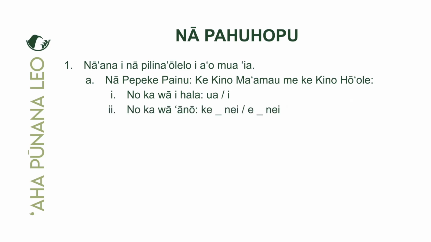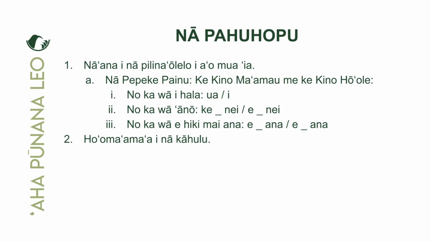All right, and then number 2 is no ka wā ano, right? Ano means happening right now at the present moment. Some action is taking place right now at this very moment. We use ke verb nei in the positive and ʻaʻole verb nei in the negative. And the final one is no ka wā e hiki mai ana, for an action that has not been completed yet, that will be completed in the near future. E verb ana, yeah. And then in the negative is also the same, ʻaʻole verb ana. So we're going to review these pepeke painu with a few examples to look at.